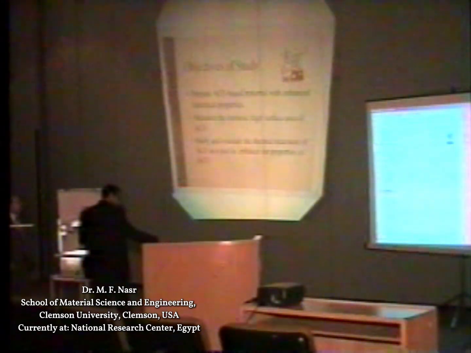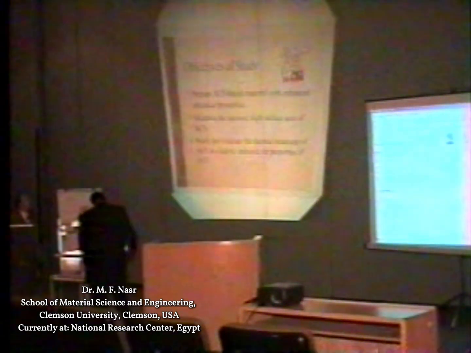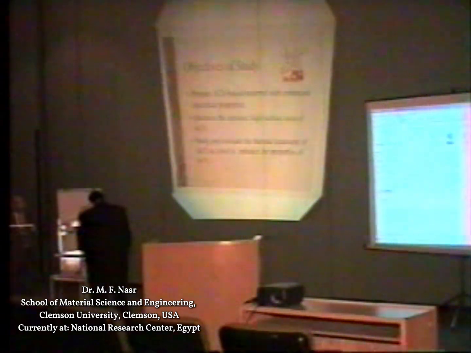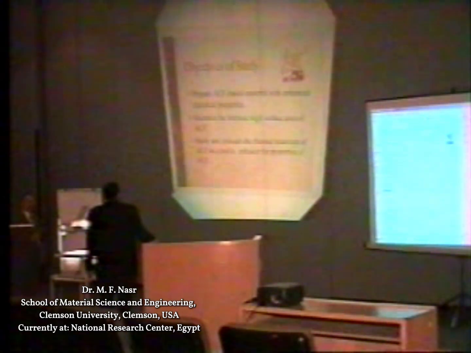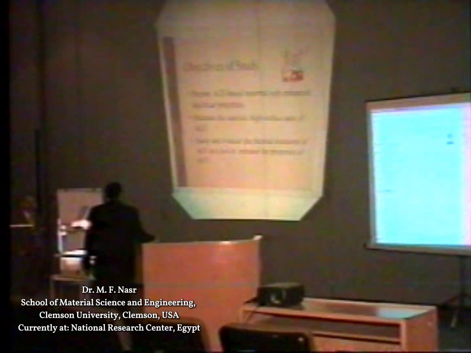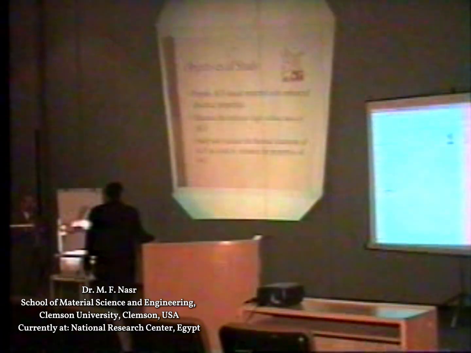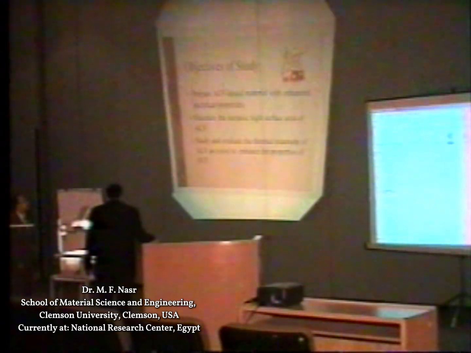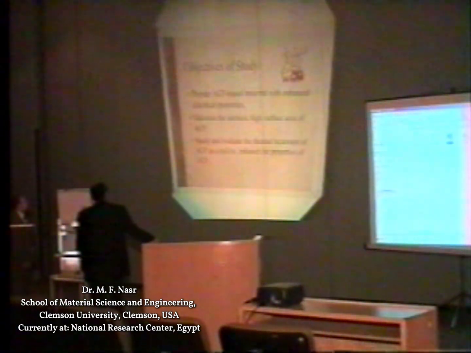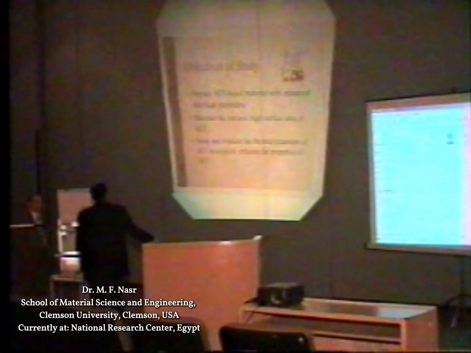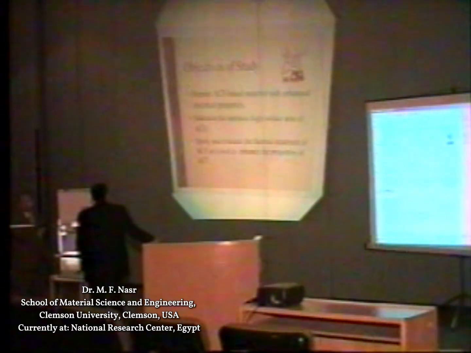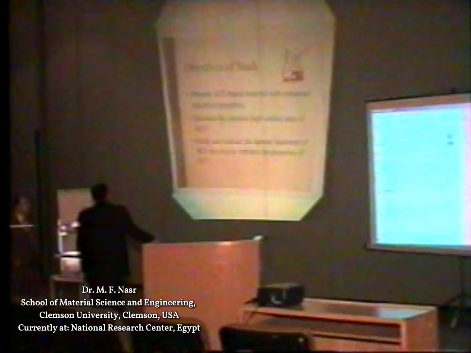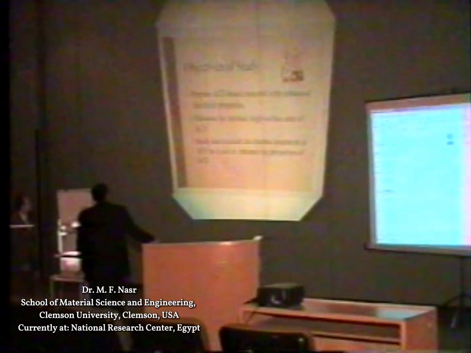So the objective of this study is to prepare ACF material with enhanced electrical properties. What I mean by enhancement in the electrical properties is, like I said, it has less conductivity than the regular carbon fiber due to the breakage of the crystallite. The second objective is to maintain the high surface area. I don't need to fix the conductivity and lose the high surface area, of course, of the ACF. So I need to compromise between these two items.